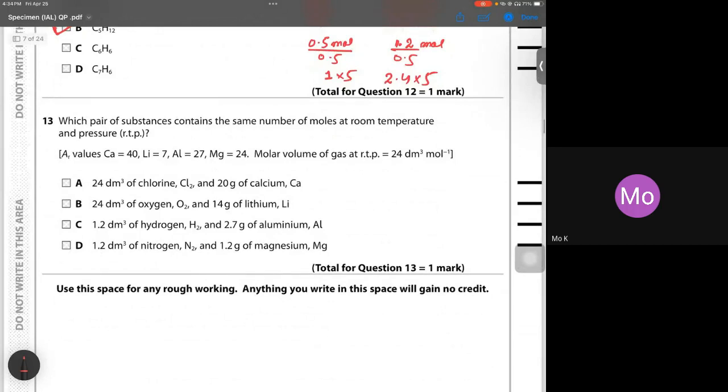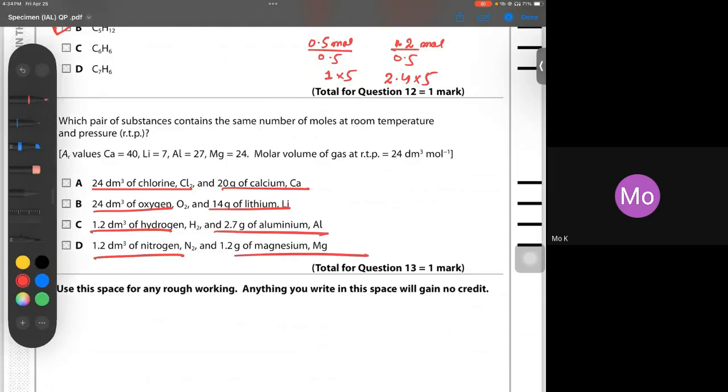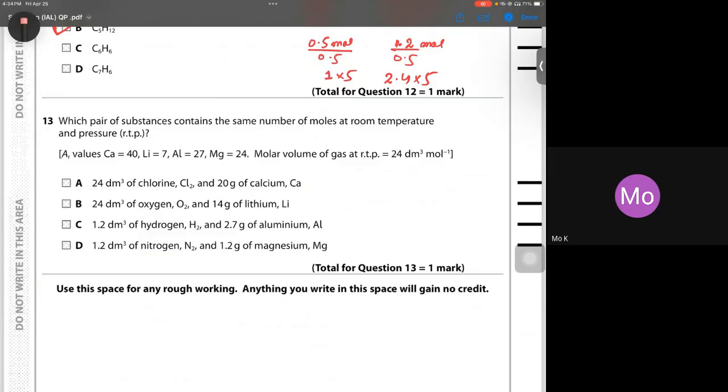Which pair of substances contains the same number of moles at room temperature and pressure? Same number of moles. It's a very easy question. You are supposed to first find the moles of each and every pair, then compare them. The correct option is the one that has the same number of moles.